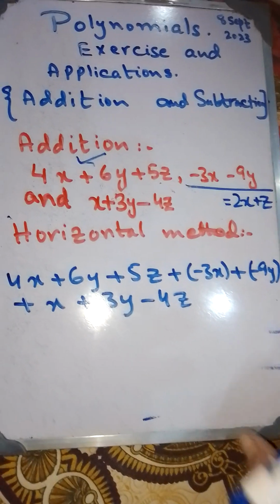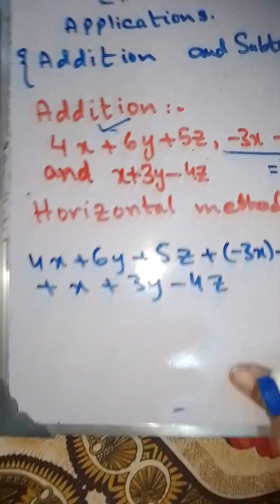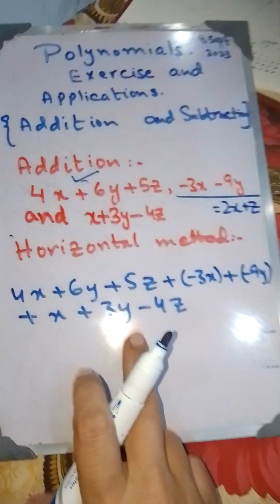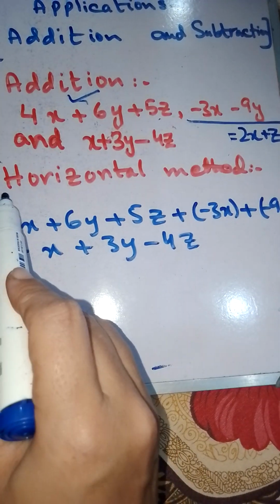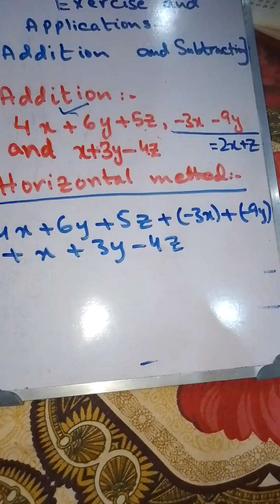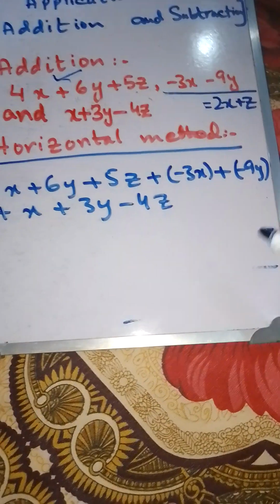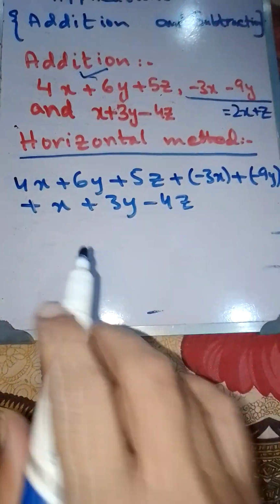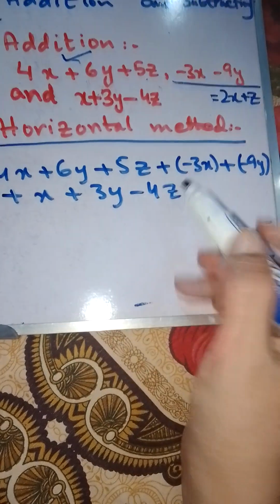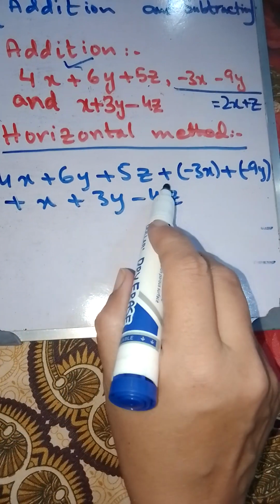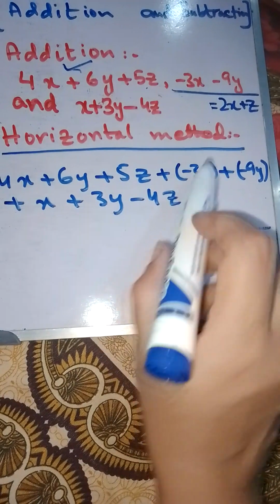Okay, so we are going to start the horizontal method. First of all, the horizontal method is just like this, lying parallel to the x-axis. We have already written the expressions with the addition sign. This is the first expression, then plus sign, minus 3x as it is, minus 9y as it is.